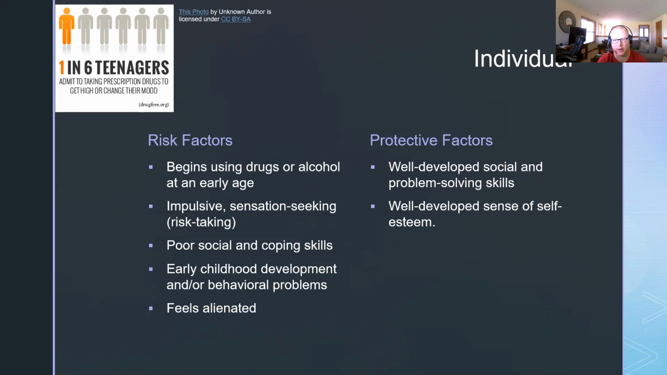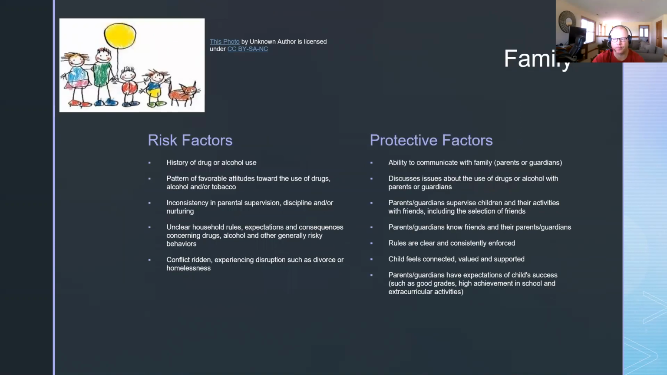Some protective factors are well-developed social and problem-solving skills, which will help protect us from possibly taking that step to using or abusing drugs or alcohol. Also, a well-developed sense of self-esteem has been shown to keep individuals from going down the path of drug and alcohol abuse. We talk about our family as a support system, risk factors related to family.